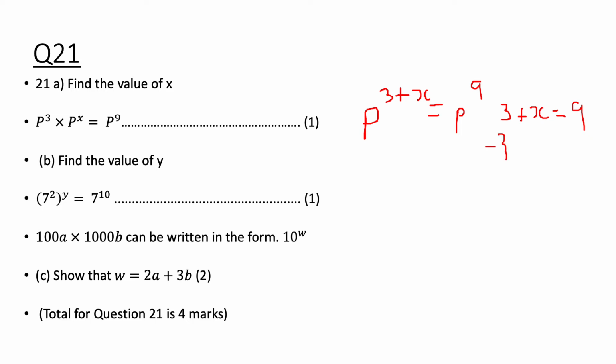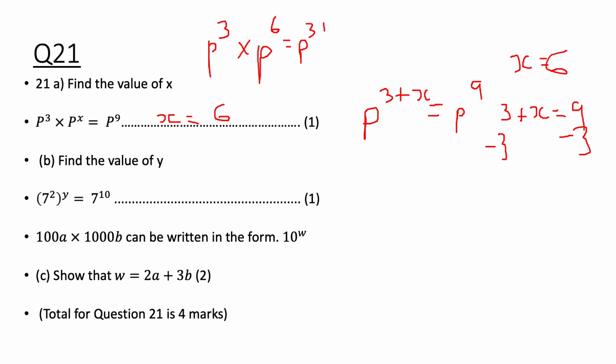Solving this, minus 3, I'm going to get x is equal to 6. So the answer for that is that x equals 6. And we can check our answer by subbing that in. If I have p cubed times p to the 6, when I multiply, I'm going to add my powers. So 3 plus 6 gives me 9. P to the 9.